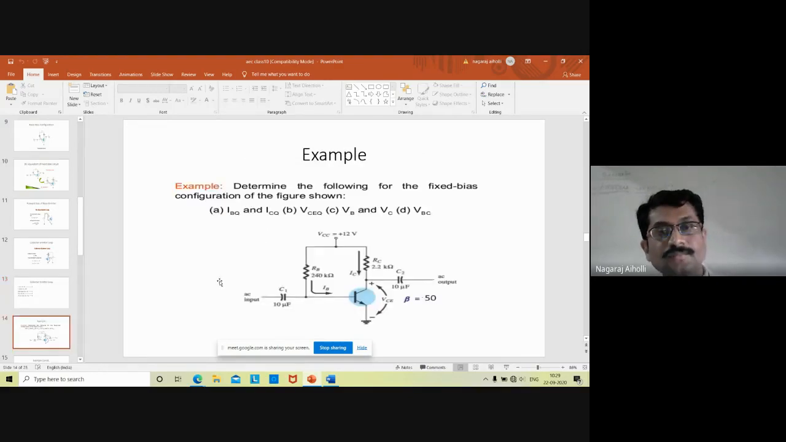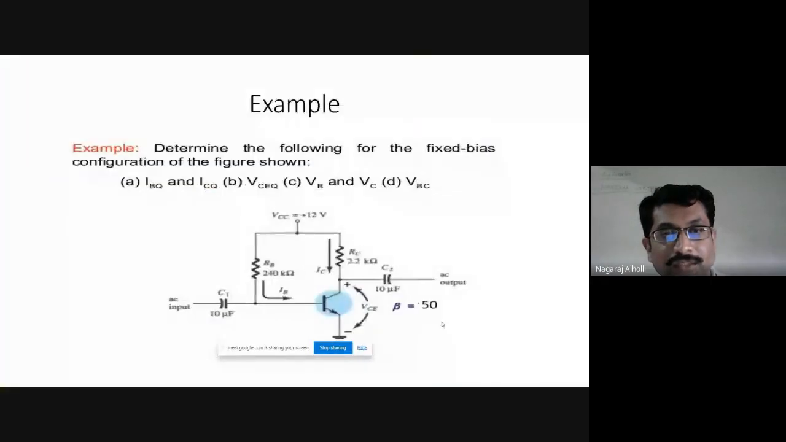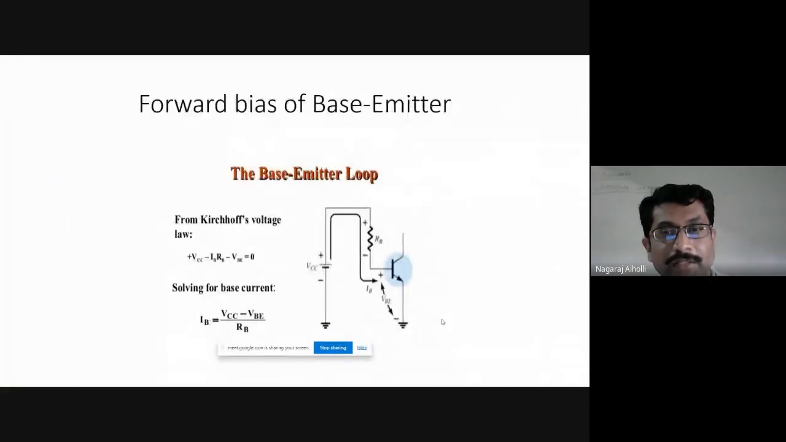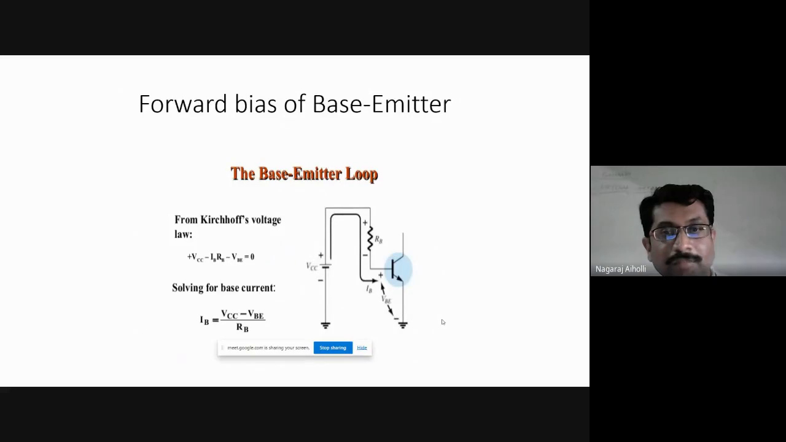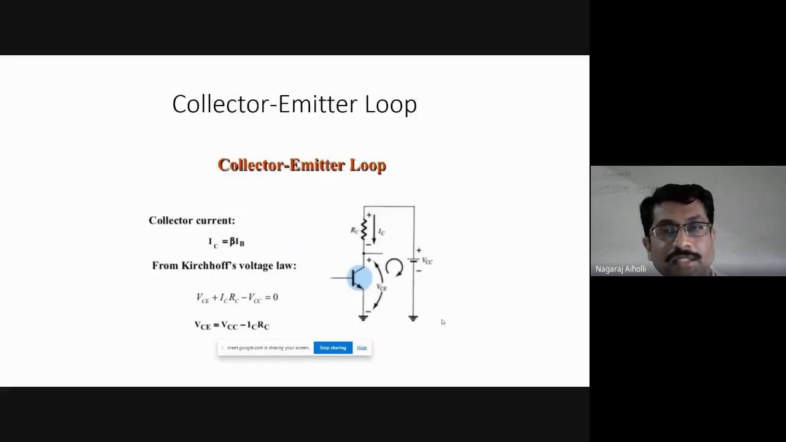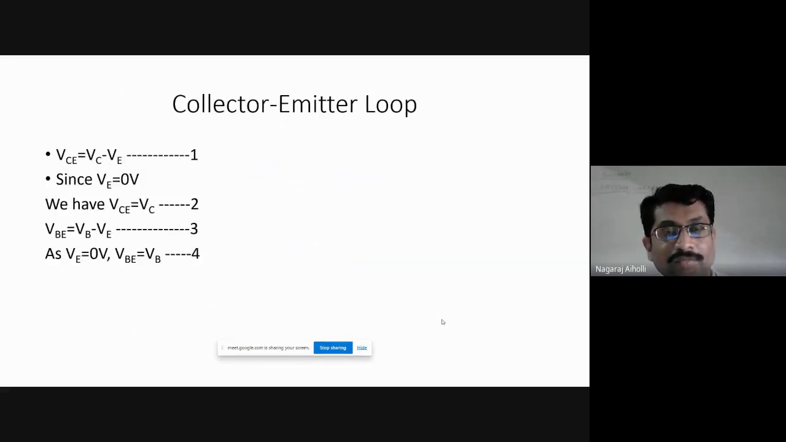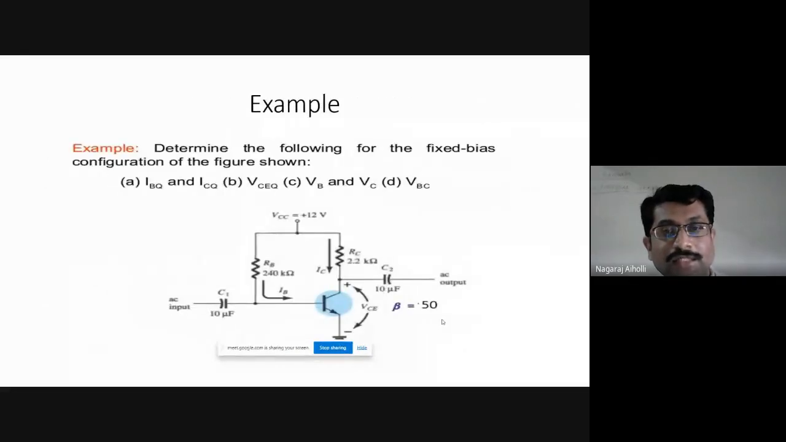Is it clear here, students? Was it understood? First, we considered the base emitter loop. For the fixed bias circuit, we considered the DC equivalent circuit. Then we considered the base emitter loop, and next the collector emitter loop. Then we wrote the KVL equations for the base emitter loop, that is the input loop, and the output loop, that is the collector emitter loop. So we'll consider the example in the next class.